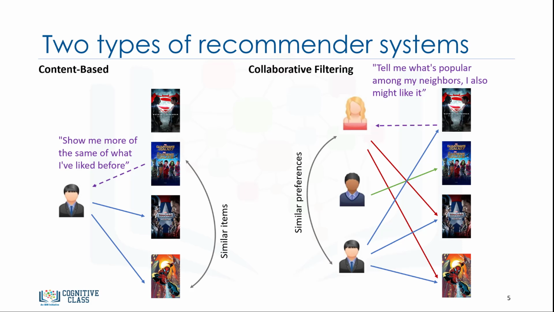Collaborative filtering is based on a user saying, "Tell me what's popular among my neighbors because I might like it too." Collaborative filtering techniques find similar groups of users and provide recommendations based on similar tastes within that group. In short, it assumes that a user might be interested in what similar users are interested in. Also, there are hybrid recommender systems which combine various mechanisms.